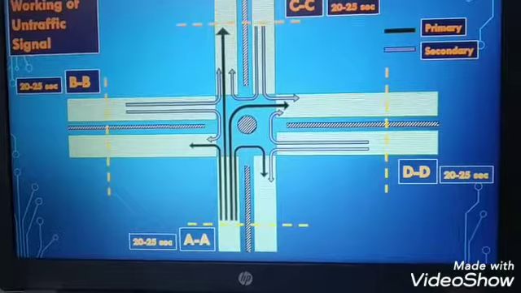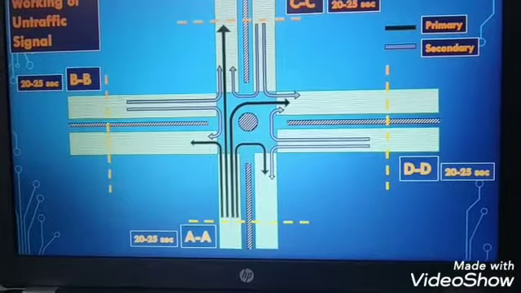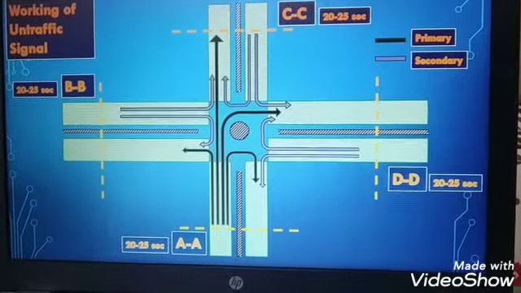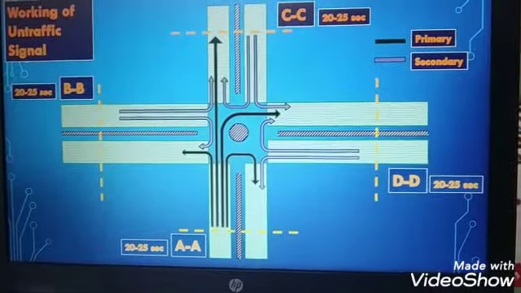So AA will be the first one in this case to have primary, to have the leverage of primary lane, while DD will be the last, and again the cycle will repeat.